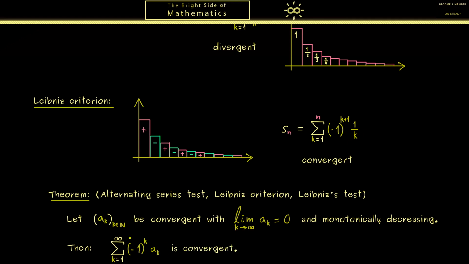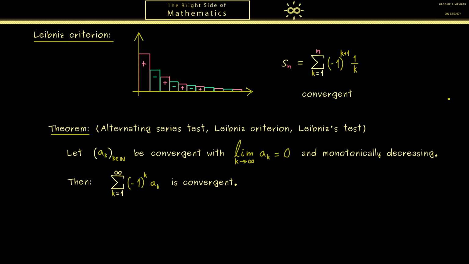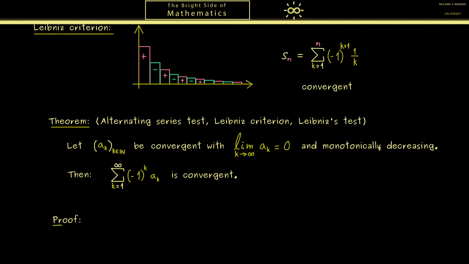This means whenever you see you have alternating signs, you can always check if the Leibniz criterion is applicable. You just ignore the signs and look if the remaining part defines a sequence with limit 0 and is monotonically decreasing. Okay, now I guess you are interested in the proof of this statement. Indeed, this is not so hard.